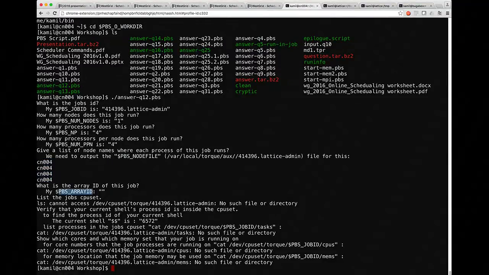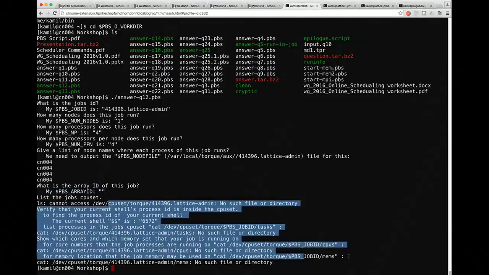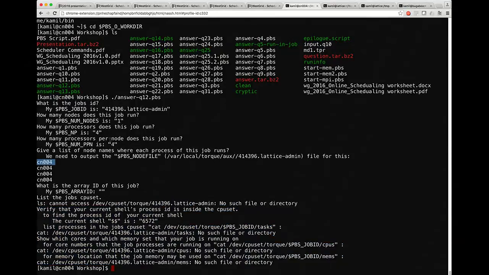What is the array ID of my job? It has none. And unfortunately, Lattice doesn't have any CPU settings. So this is how a job sees from the inside of an MPI type job. MPI knows that it needs to look at the PBS nodes file and starts the correct number of processors. That's how an MPI job knows how many resources to use. It's because of these environment variables that are set.